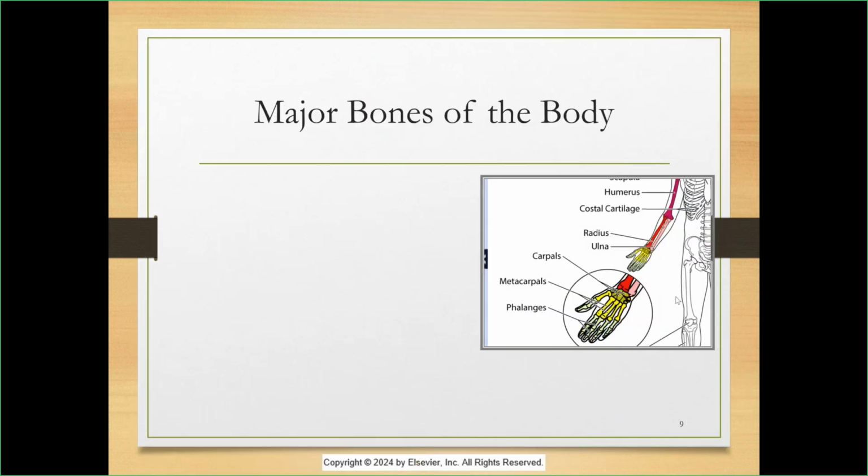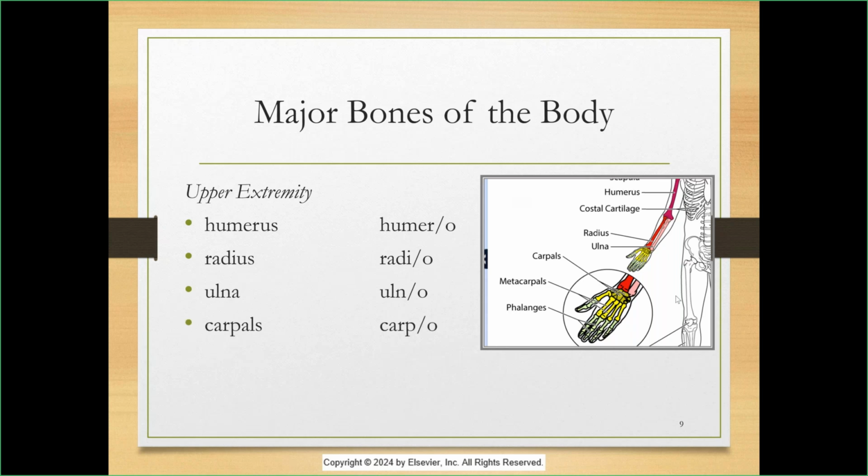The following are the combining forms for the upper extremities. For humerus is humero. For radius is radio. For ulna is ulno. For carpals is carpo. For metacarpals is metacarpo. For phalanges is phalango.